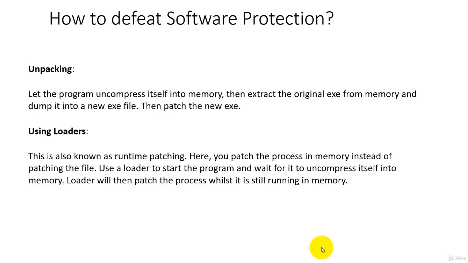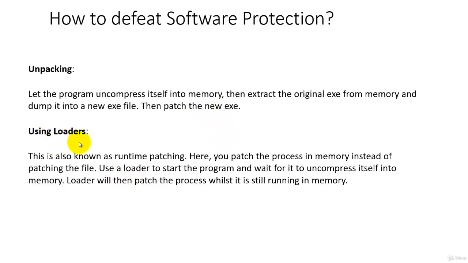How to defeat software protection? First method is to use unpacking. Unpacking is where you let the program uncompress itself into memory and then extract the original EXE from memory and dump it into a new EXE file. Then we will create a patch for the new EXE.